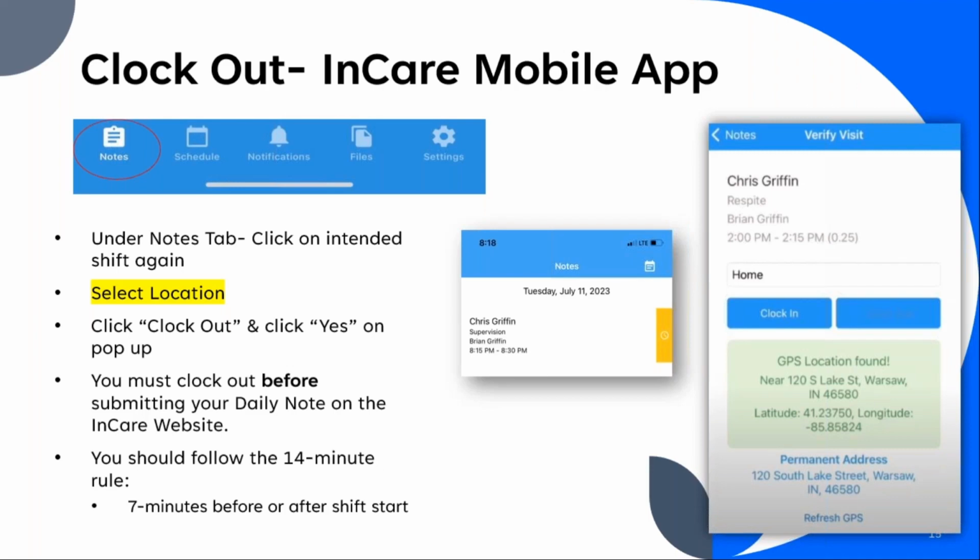A minor change to your workflow is that you now must clock out before submitting your note on InCare. Now that EVV and the note are connected, both the clock in and out must be on the note before you're able to submit. Lastly, again, you should follow the 14-minute rule for clocking out, making sure you clock out within the window of 7 minutes before or after shift end.